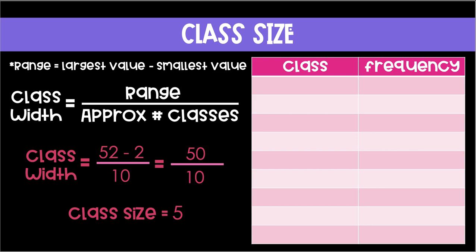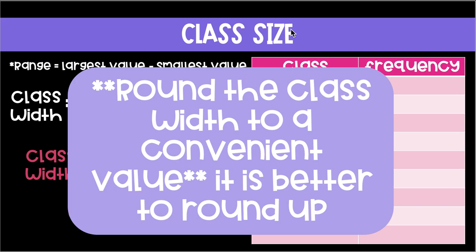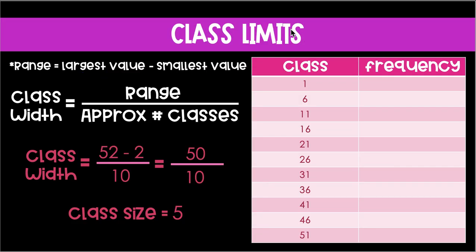You start by creating all of your lower class limits, and then you create your upper class limits. Every single time you're calculating the class width, always try to round to a convenient value, and it's always better to round up. In this case, we didn't have to round, but just so you know, in the case you have a decimal number, always round up.